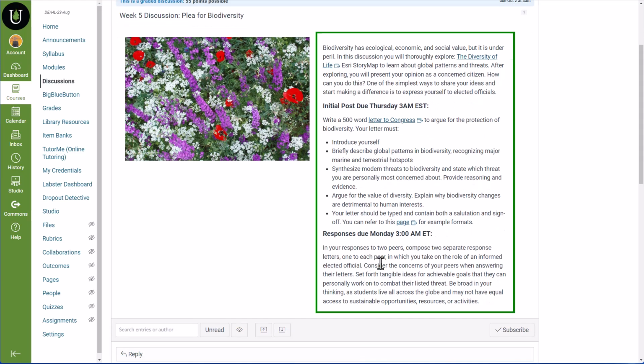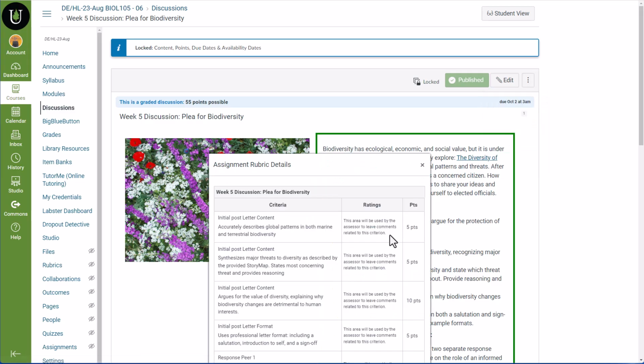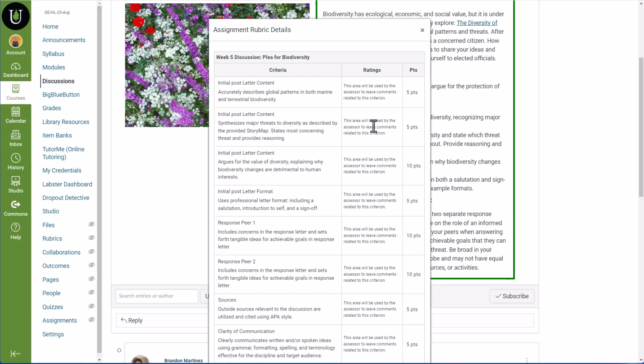And then in your responses to two other students, you're going to pretend to be one of these congressmen or women who have received this letter, and now you are replying back. And so when you do that, you want to put forth some tangible ideas, achievable goals that could be worked on. So take a look at specifically what it's asking you to do from this perspective when you reply back to those other students. And remember, for discussions, if you want to see the grading rubric, you click on these 3 little dots, show rubric, and you can see the different point value for each of those things here. So make sure that you take a look at that rubric.